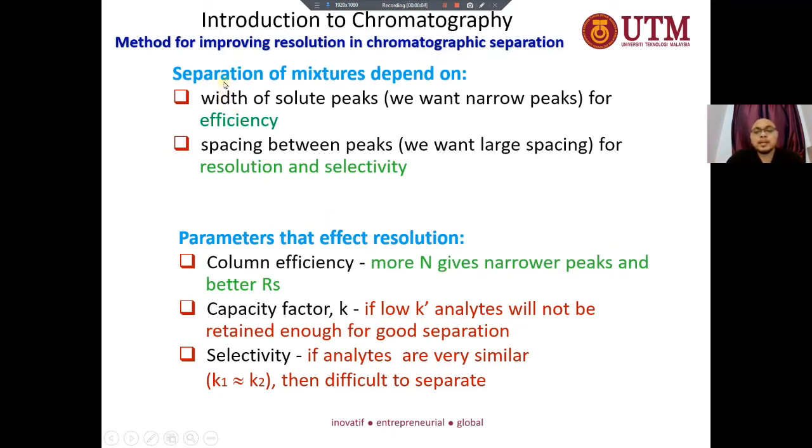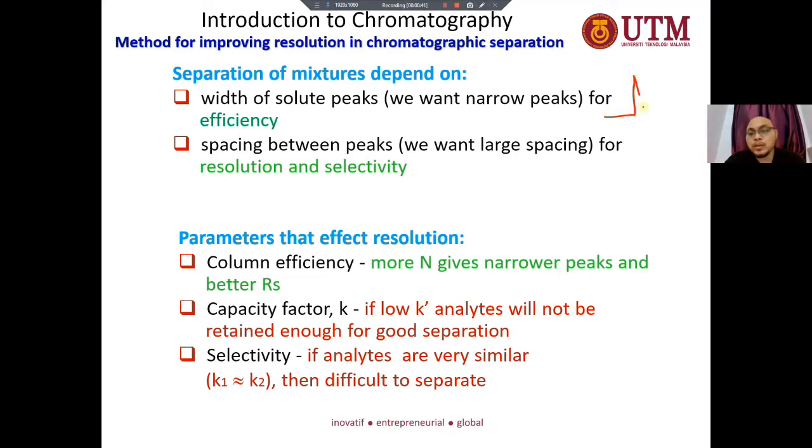So in the next slide, the separation of mixtures depends on the width of the peaks. We want narrow peaks for better efficiency, and the spacing between peaks, or the baseline, must be larger for better resolution and selectivity. Again, high efficiency is where we get narrow peaks. High resolution and selectivity is when we are able to get the baseline between peaks.